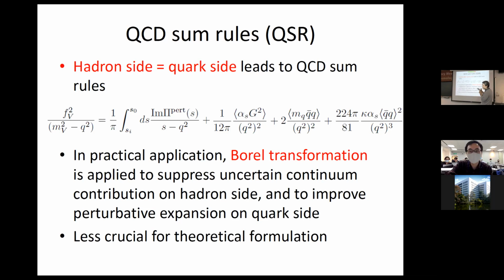So people apply the Fourier transformation to suppress the uncertain hadron spectral function. And on the right side, the Fourier transformation can also suppress the higher power terms, such that the uncertain contribution from both sides can be suppressed. So for the conventional QCD sum rule, the traditional QCD sum rule, the Borel transformation is very crucial. But in my opinion, I will show you that in fact using our approach, this Borel transformation is not so crucial.